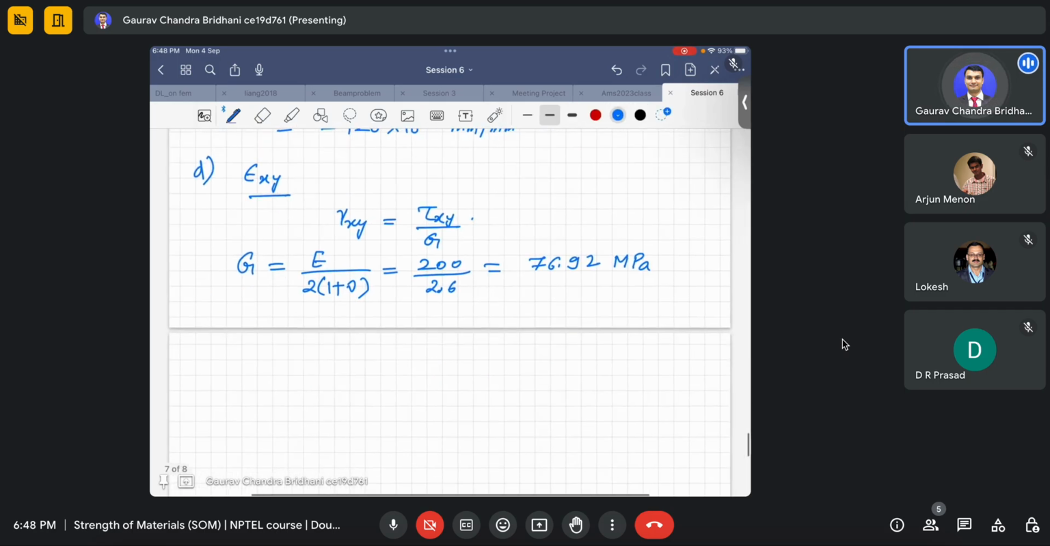So we'll get gamma xy is tau xy, so tau is 30, so 30 divided by, sorry, this won't be in MPa, this will be GPa, because E is in GPa, so it will be 76.92 into 10 to power 3 MPa. Basically the result won't be in MPa, but in mm per mm. So I'll find this value. So we have 30 divided by 76.92.